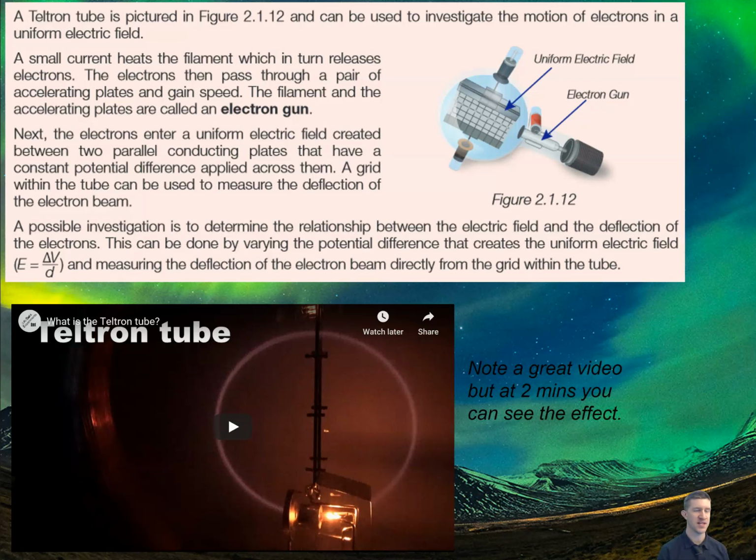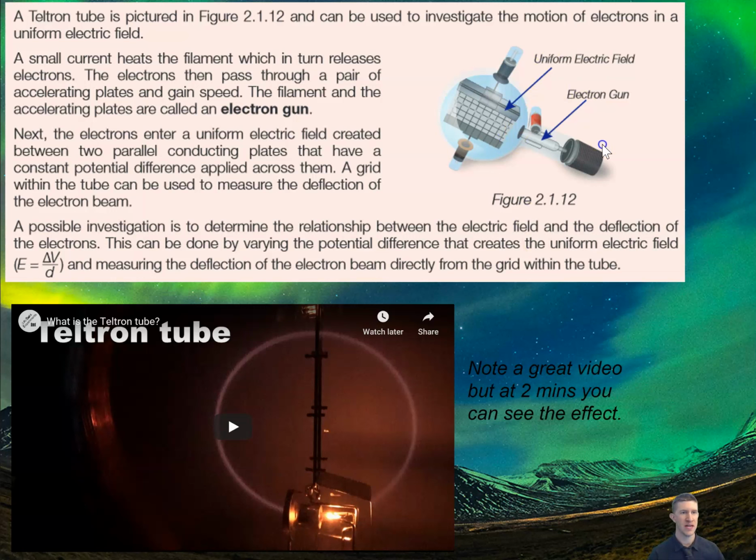So this heated filament gives off electrons. And electrons, as we know, have this charge. So they then pass through accelerating plates. You've got these plates that accelerate them, giving them speed. The filament and the accelerating plates are what we call the electron gun.